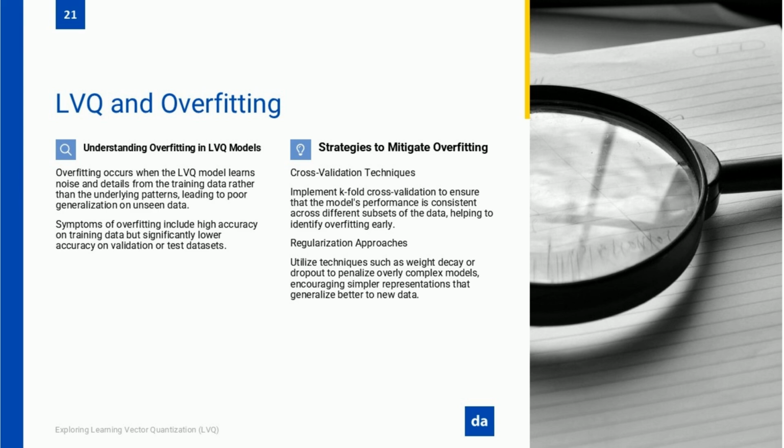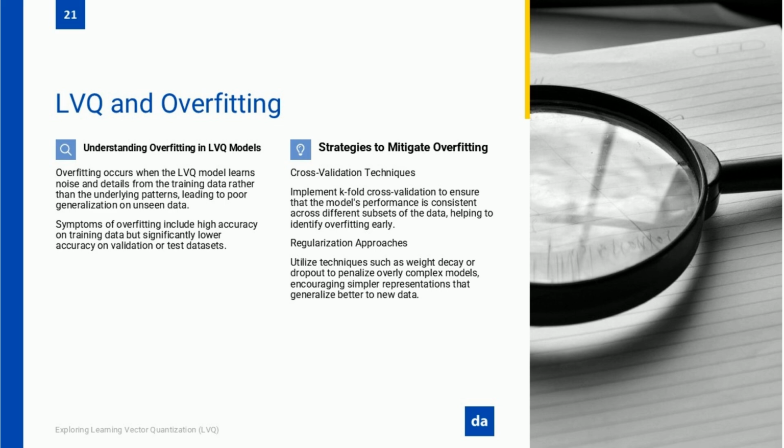This is especially problematic when training data is small, noisy, or unbalanced. Imagine teaching a kid to recognize dogs, but they've only seen one specific breed. The moment they see a different kind of dog, they're confused. That's what happens when LVQ overfits. It performs perfectly on training data but struggles with anything new.